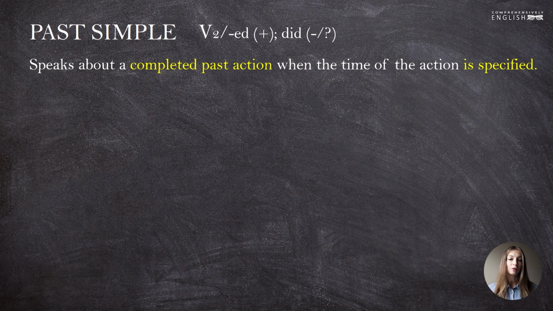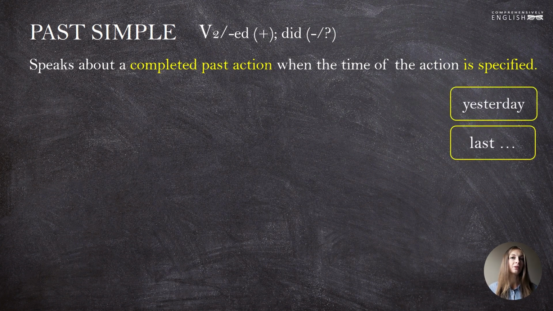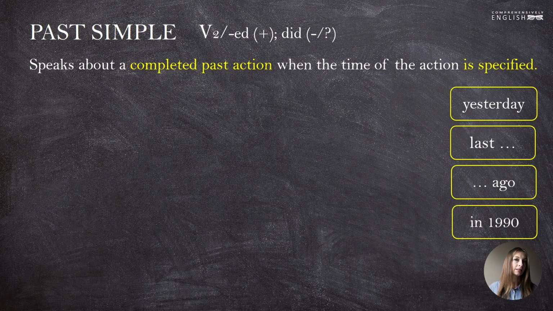The markers of this tense, or those words that help us identify what tense we should use, are yesterday, last, like last month, last week, last year, last century, ago, like 1 month ago, 5 years ago, 10 years ago, and so on, and in 1990, or in any other particular year.